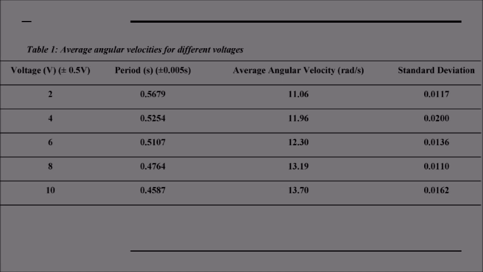As you can see in the graph, when I increase the voltage of the power supply, the period, which is the time taken for one revolution, is decreasing because the angular velocity is getting bigger and bigger.